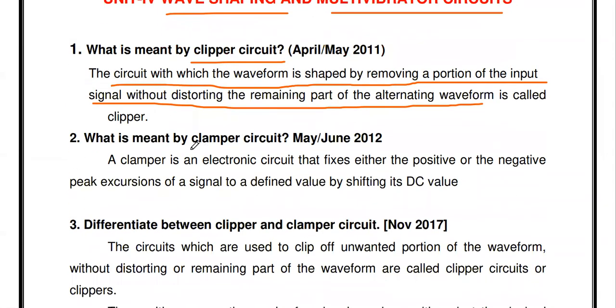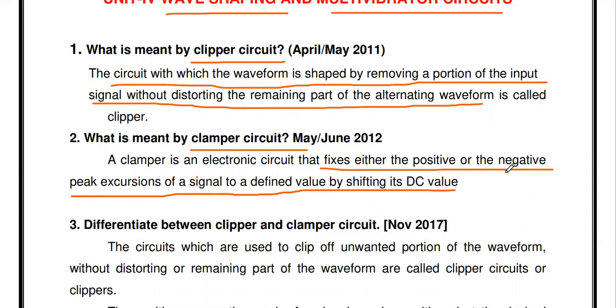Then the second question: what is meant by a clamper circuit? It is also a university question, 2012. A clamper is also a diode application. It is an electronic circuit that fixes either the positive or negative peak excursion of the signal to a definite value by shifting the DC value. The clamper is used to shift our AC signal either above a reference or below a reference. That means it is used to insert some DC level into the AC input signal. It is called a clamper circuit.